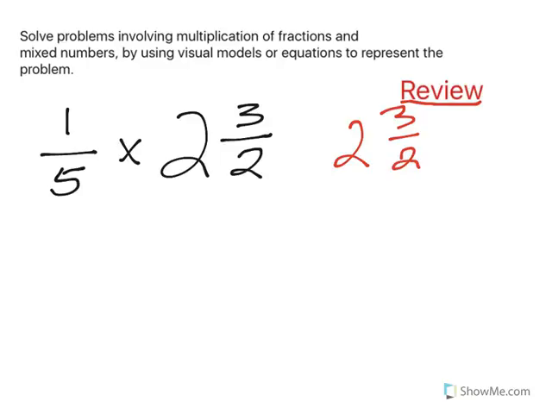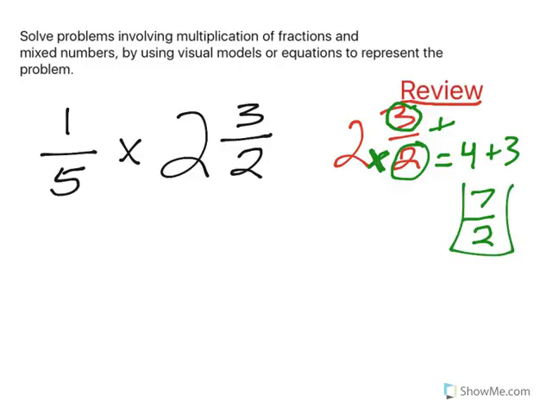To turn this into an improper fraction, you do the whole number, which is the 2, times the denominator, which also happens to be 2. You get 4, and then you add that 4 to the 3 to get 7. And then you put that new number all over your old denominator, which is 2. So 2 3/2 is the same as 7/2.